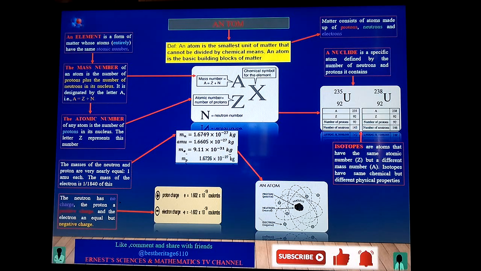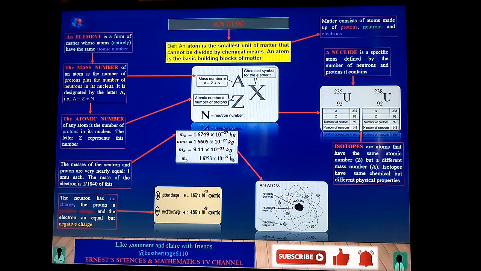Hi guys, in this discussion I'm going to look at a summary of the description of an atom. Understanding the concept of an atom is going to give us an insight into various chemical reactions that we're going to see in chemistry, and some of the laws that are applicable in various areas of physics and some of the application areas.